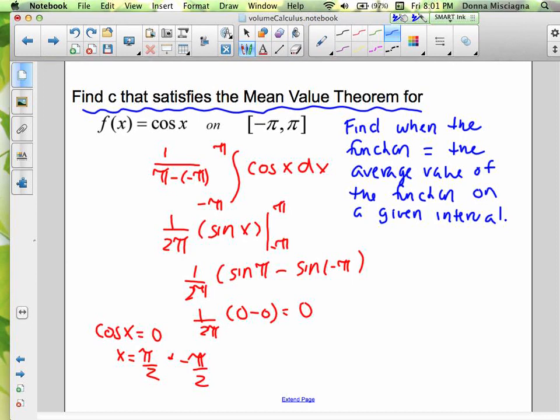So we have 1 over pi minus negative pi, evaluated from negative pi to pi, the integral of cosine x dx. We integrate: whose derivative is cosine x? Of course, that's sine x. So we have 1 over 2 pi times sine x, evaluated from negative pi to pi. All right, so now we just plug in and evaluate. So we have sine pi minus sine negative pi.